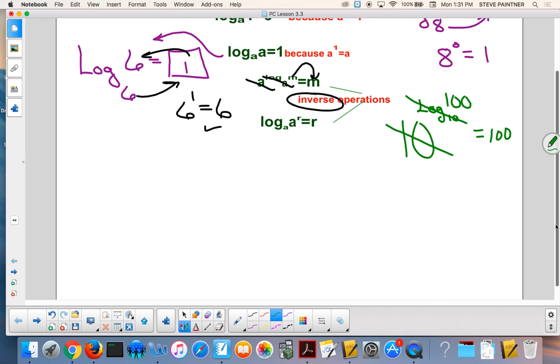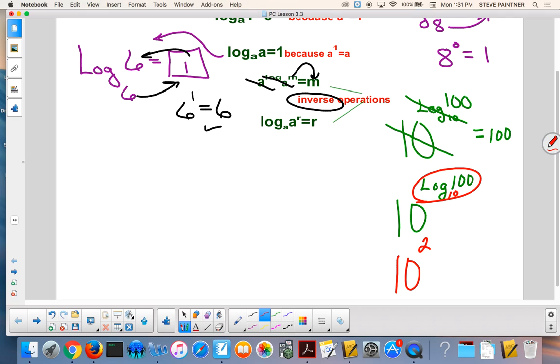Because I think that one's confusing, let me just try this. Can you answer this question? What is the log of 100, base 10? It's what? 2. 10 to the second power is 100, so it's 2. And then 10 squared is what? 100. So now does it kind of make sense? You see why that works?